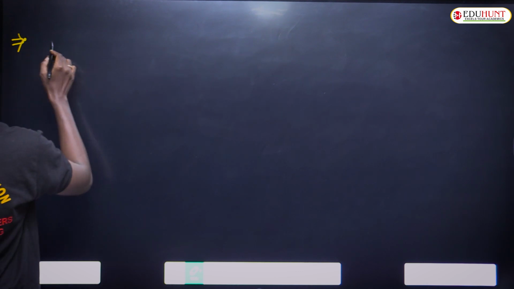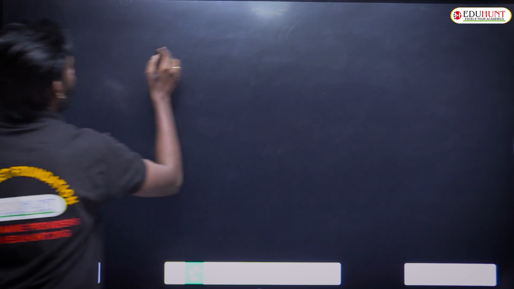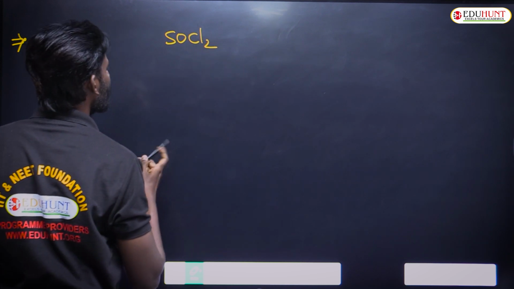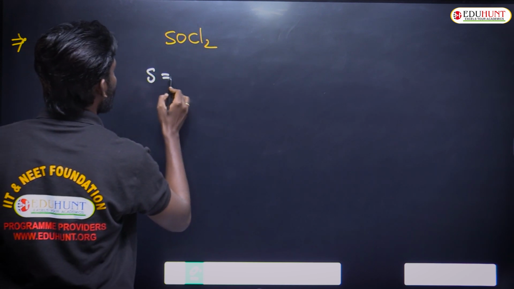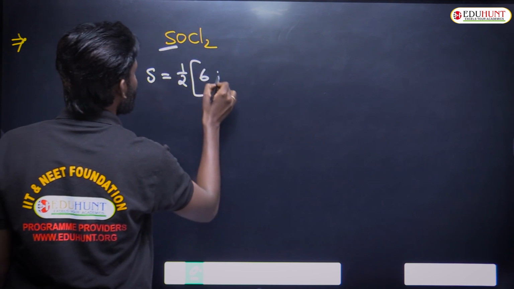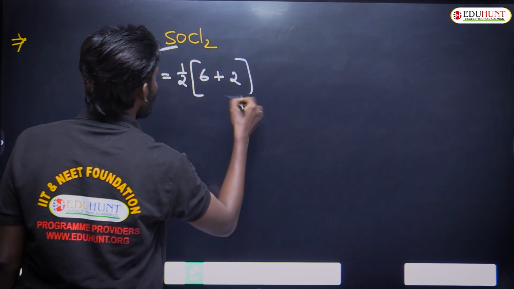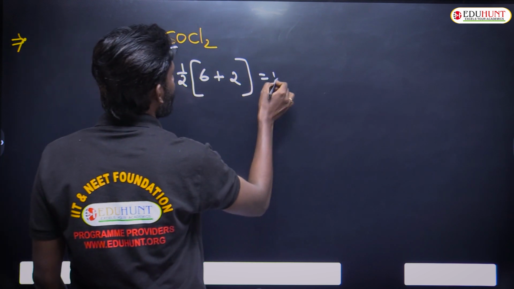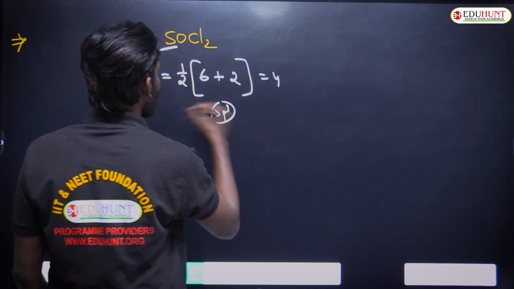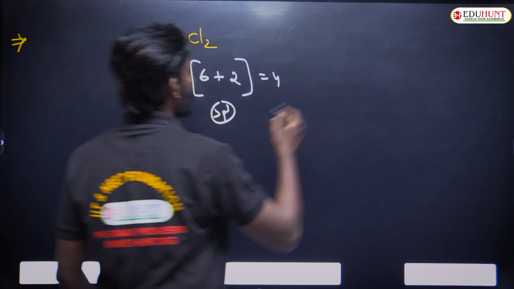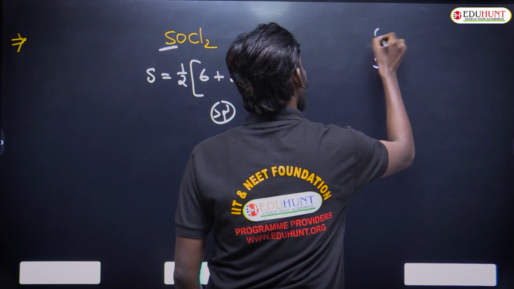Okay, and thionyl chloride, the formula is SOCl2. If we count the S value, 1 by 2 times, sulfur is the central atom with 6 electrons, plus 2 monovalent atoms. 6 plus 2 is 8, 8 by 2 is 4, so sp3 hybridization in SOCl2. Now what about the structure? The structure will be like this.